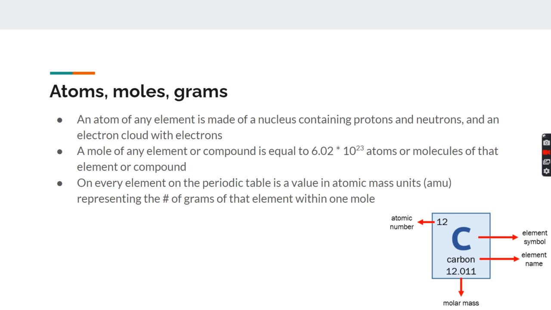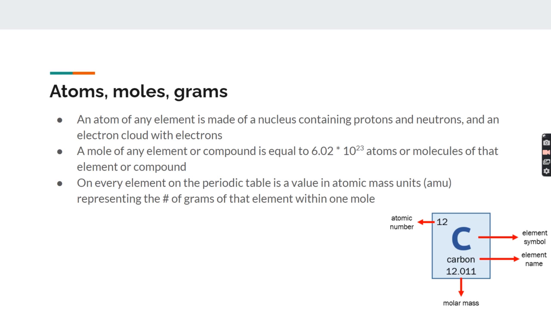And a mole of any element, or a mole can also be of like a compound like carbon dioxide or water. You can have a mole of water molecules. So yeah, a mole is 6.02 times 10 to the 23 of anything. So in this case, atoms or molecules.